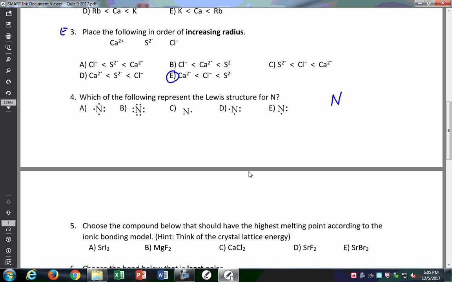Okay, so looking at this Lewis dot structure, we have 5 valence electrons. We want to put our electrons on each of the 4 corners first before we pair. So that's 4, and then 5. So our correct Lewis dot structure is B. It doesn't matter which of the corners you have the lone pair on, but you're going to have 1 pair of electrons and 3 unpaired. And that explains nitrogen's neutral bonding patterns. So when nitrogen bonds and it's neutral, it typically bonds in this pattern.